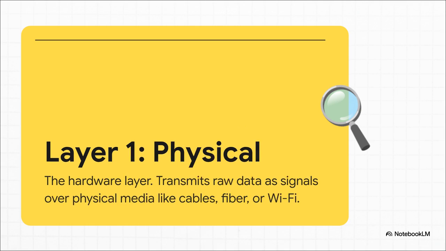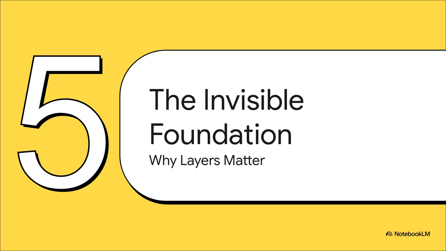Finally, we hit the bottom. Layer 1, the physical layer. Everything we've just done, all that data, all the headers, the addresses, it all gets converted into a raw signal. We're talking about electrical pulses shooting down a copper cable, flashes of light in a fiber optic line, or radio waves for your Wi-Fi. This is where the ones and zeros physically hit the road. And just like that, our data is on its way.